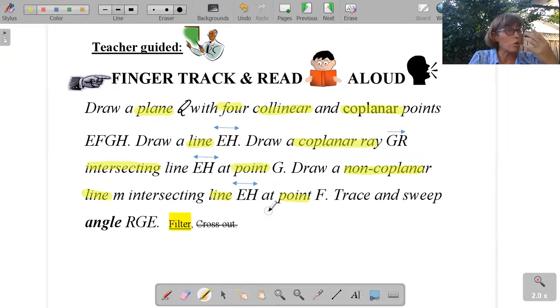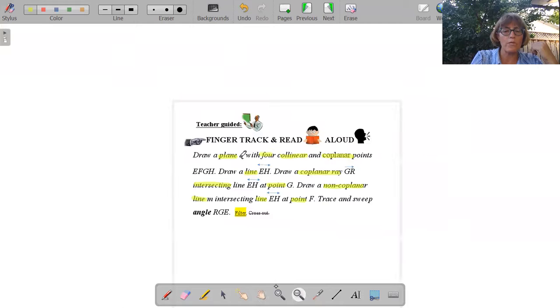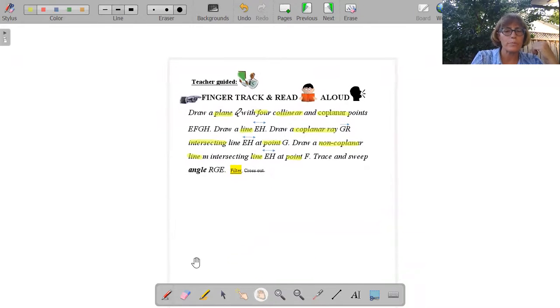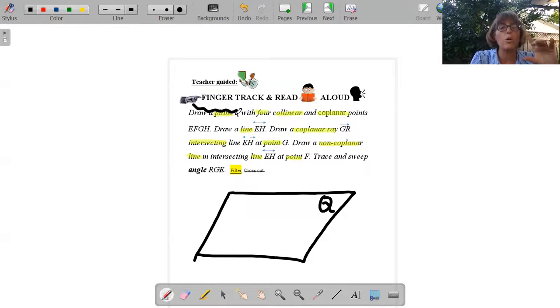Those are your key words. They're descriptive words. And now, as you read again for the 3rd time, you take each phrase and you draw, label, list, and cross out. Let me demonstrate. Follow along. Draw a plane Q. You cross it out. We've accounted for Q.